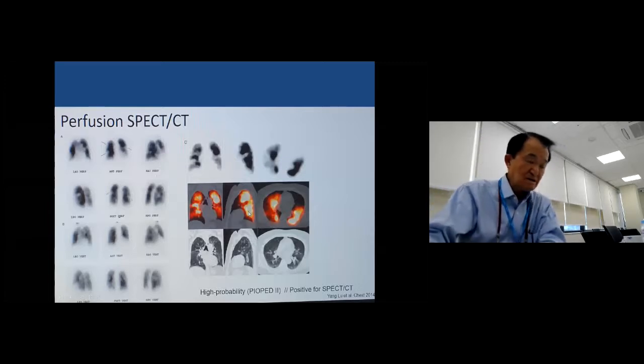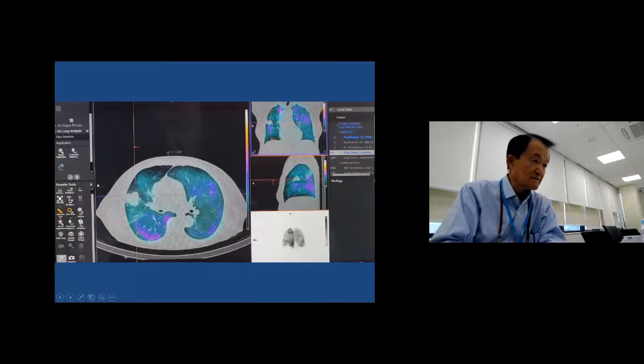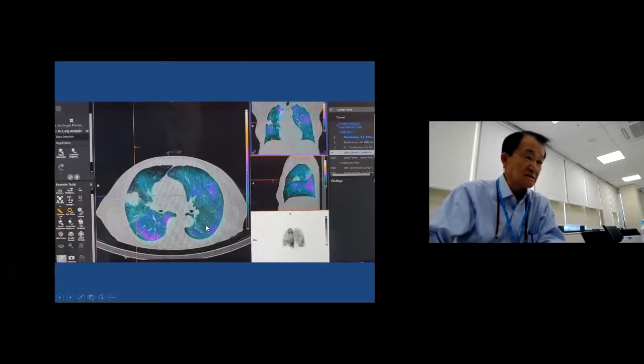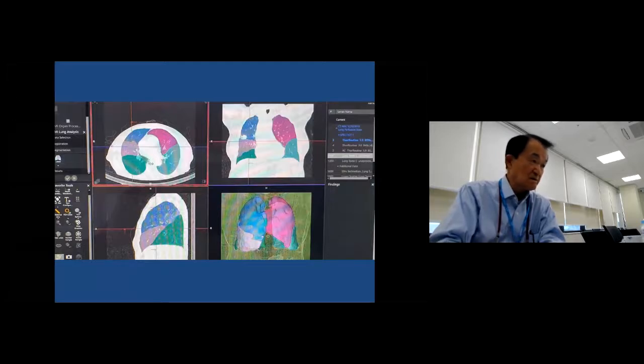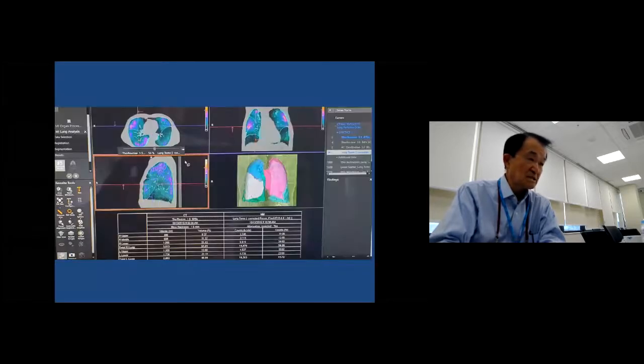So here we have a nodular mass. SPECT CT is a much easier study to interpret and quantitate.